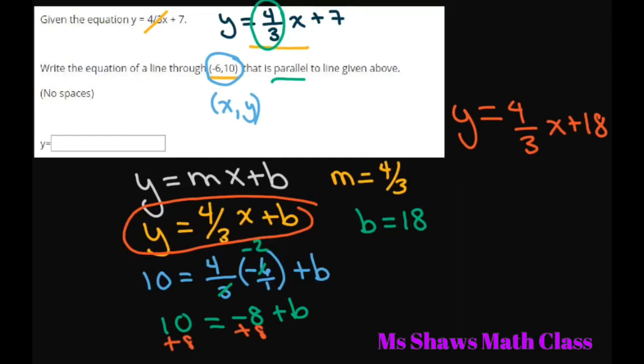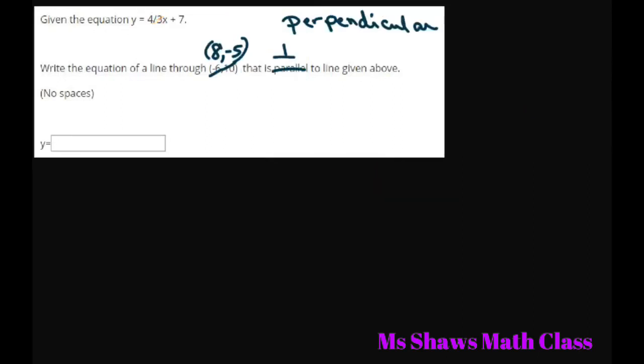Now, I'm going to do the same thing, but it's going to be perpendicular. So I kind of just copied the same thing. This is y equals 4/3 x plus 7, but we want a line that is perpendicular to this line and passes through this point here.